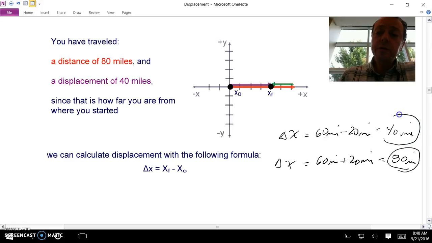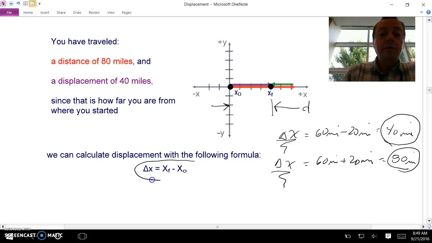And the displacement, the 40 miles, is actually the distance from the starting point. Okay, so that would be the displacement from the starting point. Okay, so this would be distance, this would be displacement. And there's our formula for displacement as a change in position.